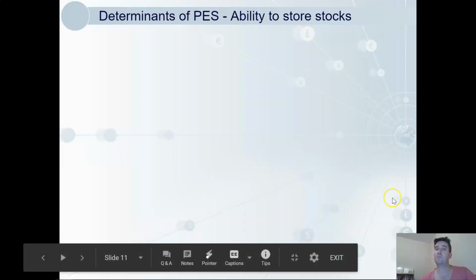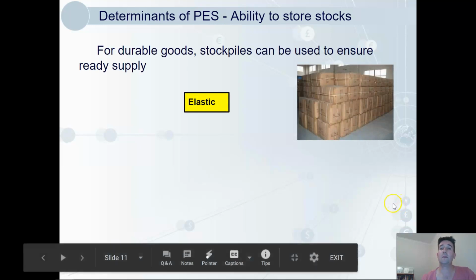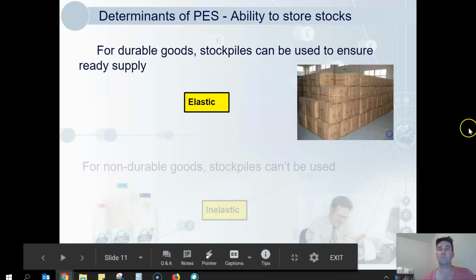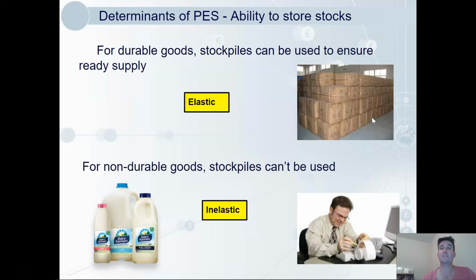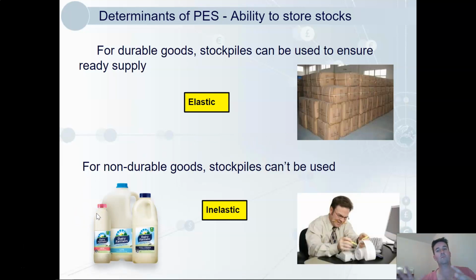The ability to store stocks determines PES as well. Some goods can be stored easily, for example, televisions, and can be released as needed, whereas goods like milk and services like labour need to be provided more on demand, rendering them more inelastic. You can't store up accountants' hours during the year to suddenly release all of their services during peak tax time, and nor can you produce all your milk at once and then keep it and sell it when people want it. You can't just stockpile it because obviously it's going to go bad.